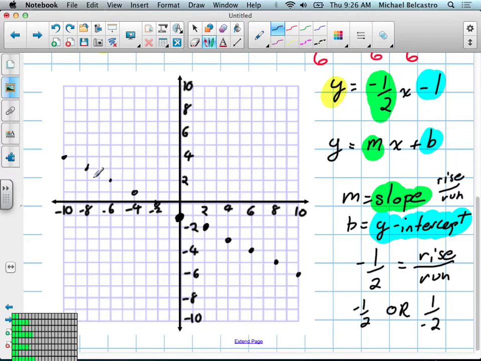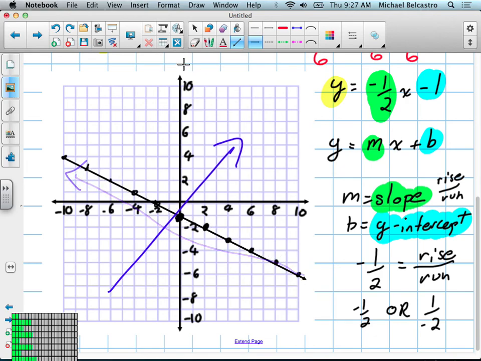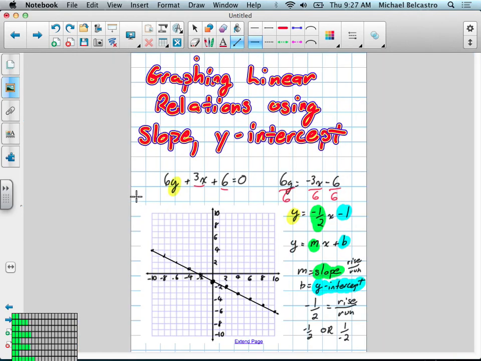Reason being, if you guys remember your rules for integers, this is a negative, and a fraction is a division sign. So a negative divided by a positive is a negative, or in this case, a positive divided by a negative is still a negative. I cannot apply it to both. If I apply it to both from integer rules, a negative divided by a negative gives us a positive answer, and this is not a positive slope. Okay, negative slopes always head back in this direction, positive slopes in that direction. So just a side note there. So this is our slope y-intercept form. We have our line, and that's the entire page. A lot quicker than using a table of values.